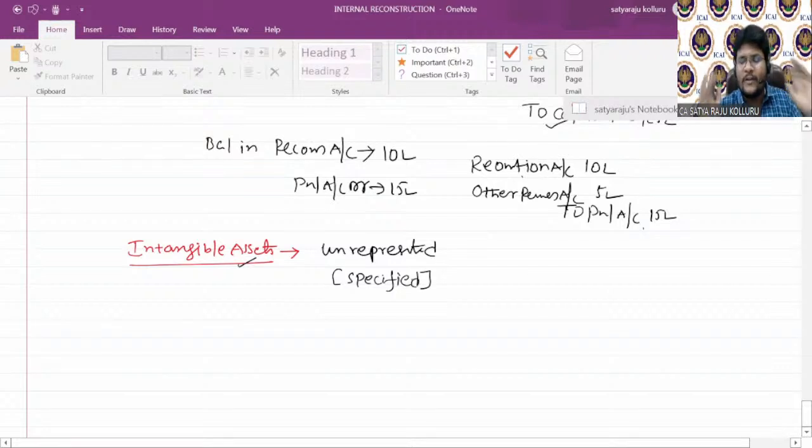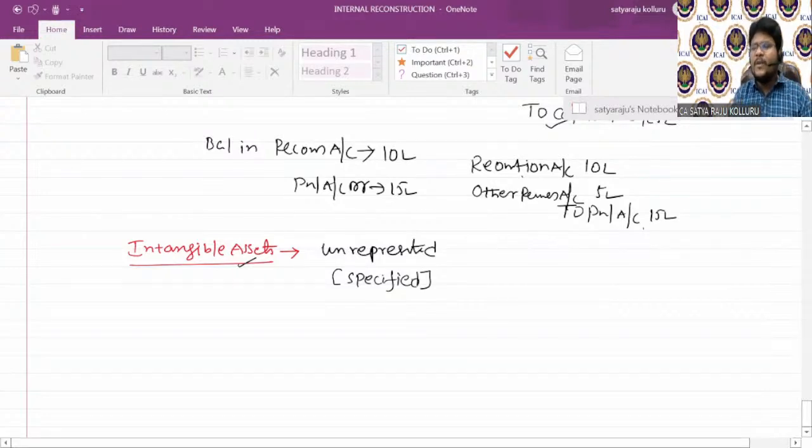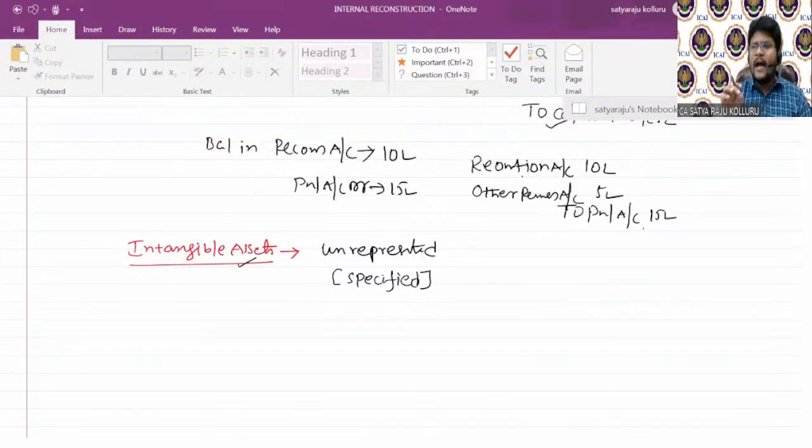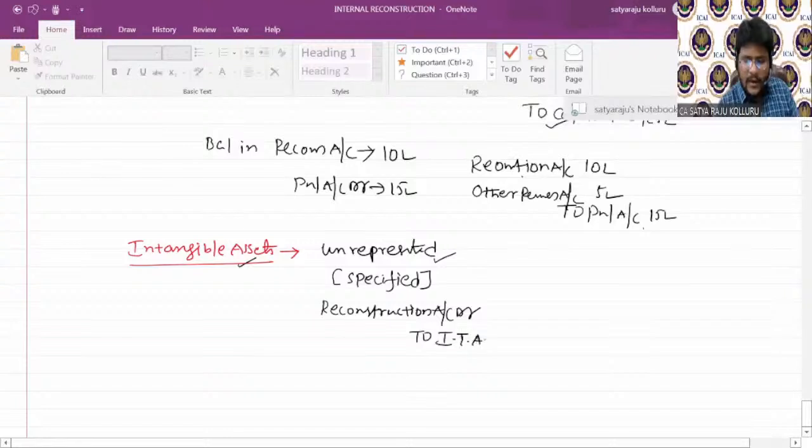Sir, if it is not specified, then there is no need to cancel the balances of intangible assets, because at that point of time you can think that, sir, intangible assets are still performing well. Such assets may have good realizable value in the outside market, so we can presume like that. But if it is specifically given that such intangible assets are unrepresented, then you can simply cancel them with the reconstruction account by passing the entry: reconstruction account debit to intangible asset account. But only if it is clearly specified can we do such things.